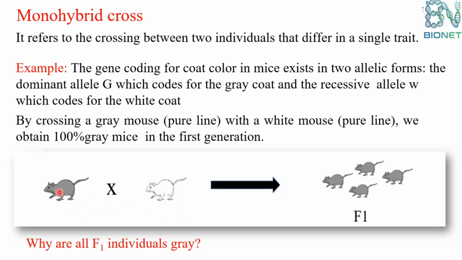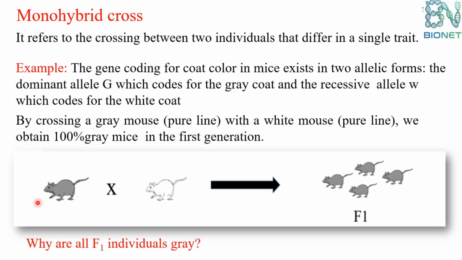The parents are of a pure line. What do you mean by pure line? Pure means that the parents are homozygous. Homozygous means that each one of these parents has a single type of alleles. We are going to talk about a gray mouse, which is of a pure race, which is homozygous. Then this mouse has only the gray allele. This pure line white mouse has only the white allele.